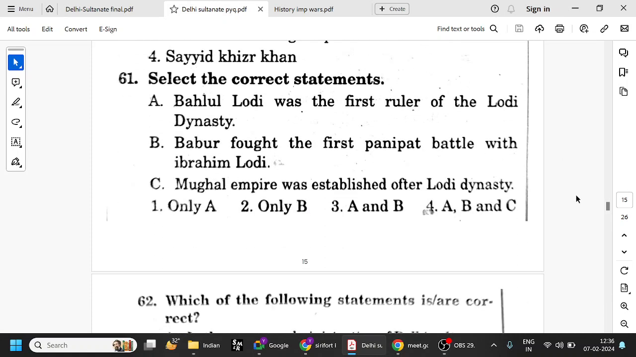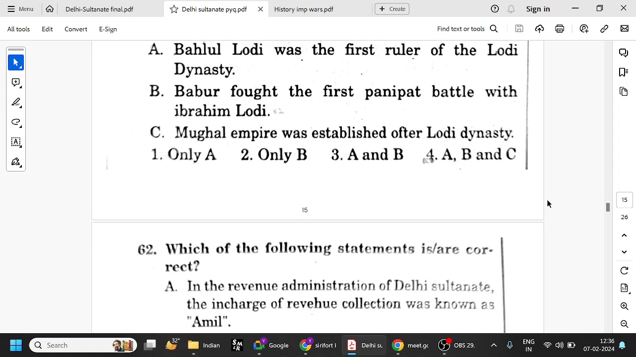Bahlol Lodi is the first ruler of the Lodi dynasty, which is true. Babur fought the first Battle of Panipat in 1526 with the last ruler of the Lodi dynasty, Ibrahim Lodi. The Mughal Empire was established after the Lodi dynasty. All standard questions which you have to remember.